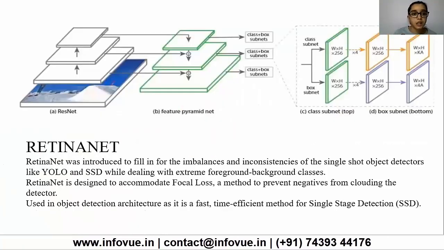Next I'll talk briefly about RetinaNet. RetinaNet was introduced to fill in for the imbalances and inconsistencies of single shot object detectors like YOLO and SSD while dealing with extreme foreground-background classes. RetinaNet is designed to accommodate focal loss, a method to prevent negatives from clouding the detector, and it is used in object detection architecture as it is a fast, time-efficient method for single stage detection, that is SSD.